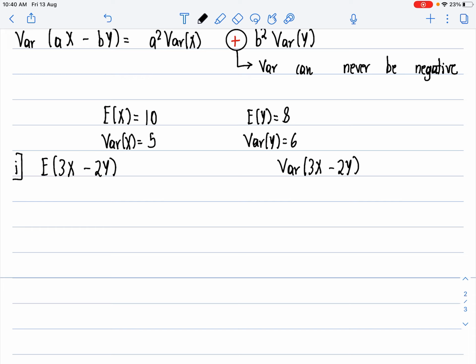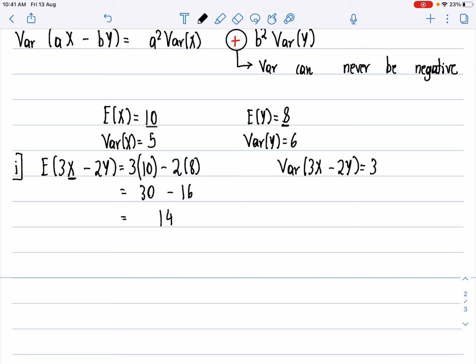Correct? So the mean first, 3x minus 2y, will be 3 into the mean of x, which is 10, minus 2 into the mean of y, which is 8. So this will basically be 30 minus 16, which will be equal to 14. Got it?